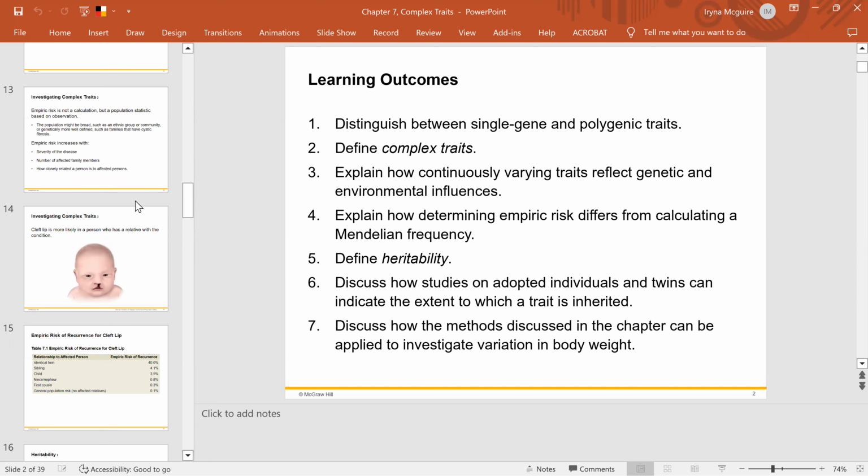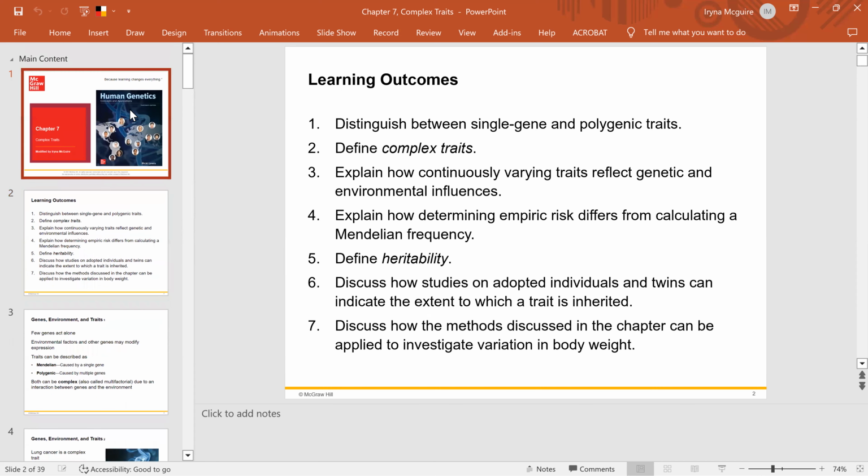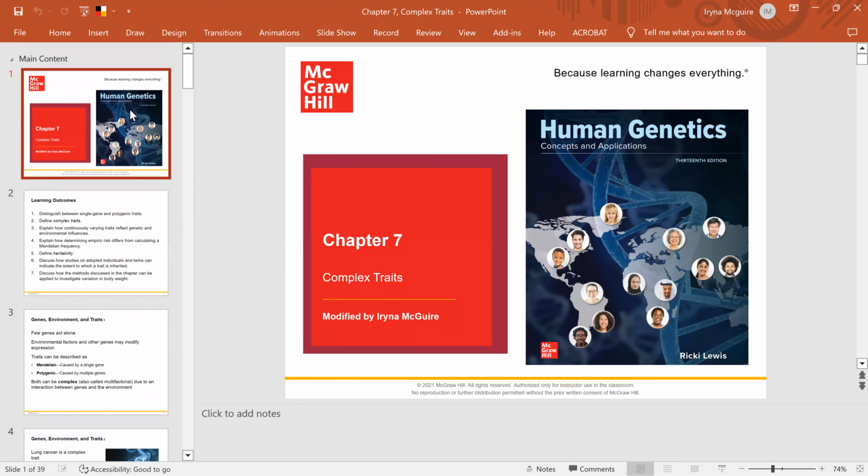Okay, so that was this chapter, complex traits or multifactorial traits. And I hope you can appreciate how complex our genetics is, and how fascinating it is to study human traits and why we are so different despite the many genes and many traits that we share. Okay, I hope it was helpful and thank you for watching.